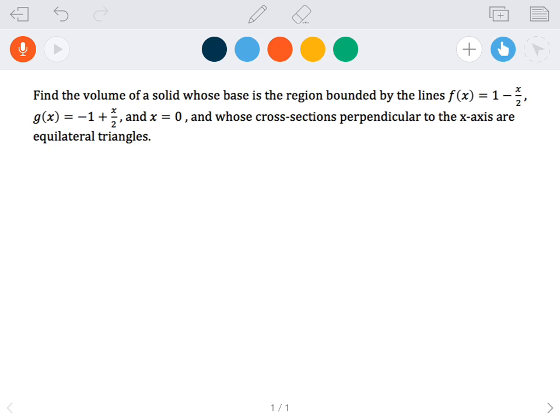Alright, we are finding the volume of solids with known cross-sections. Let's look at this example. Find the volume of a solid whose base is the region bounded by the lines blah and blah and blah, and whose cross-sections perpendicular to the x-axis are equilateral triangles.